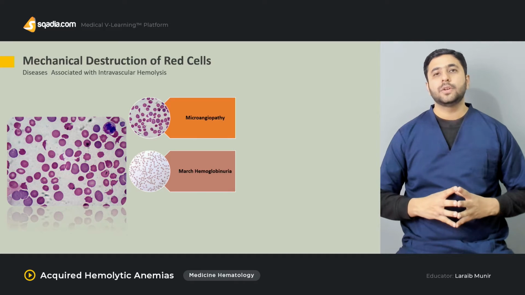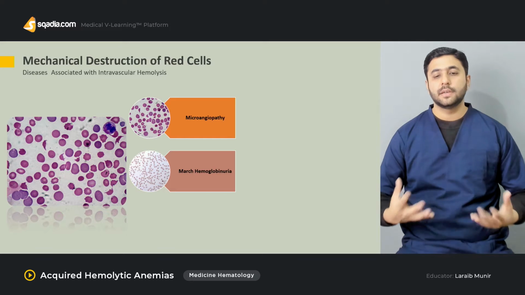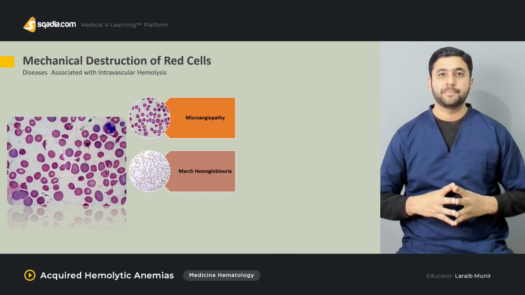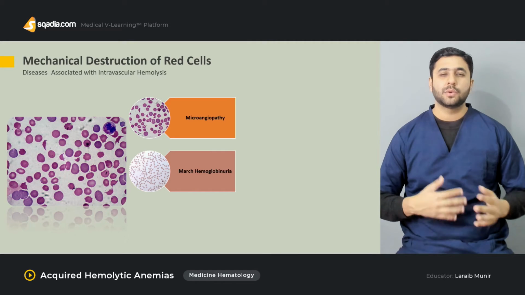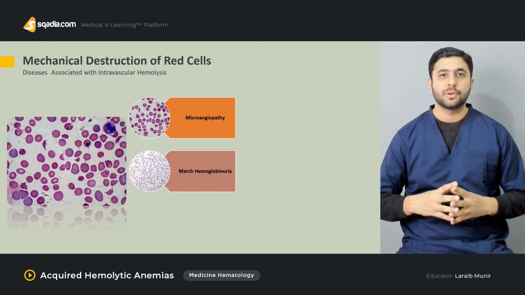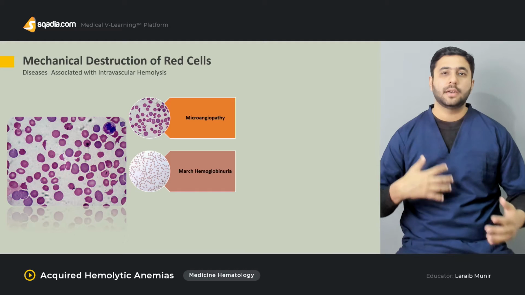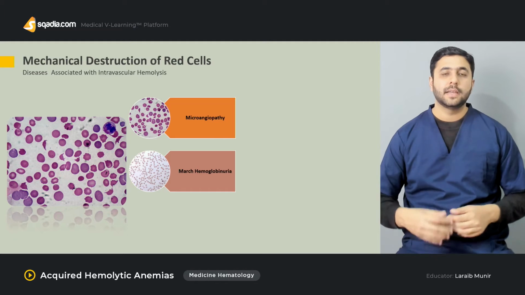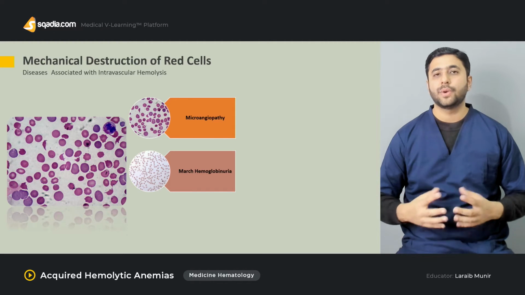Another condition that can lead to mechanical destruction of RBCs is termed march hemoglobinuria. Now, this generally happens in someone who has run a marathon or a marathon march and has not adequately rehydrated himself. Then, because of that long-term movement, the RBCs can get mechanically destroyed.